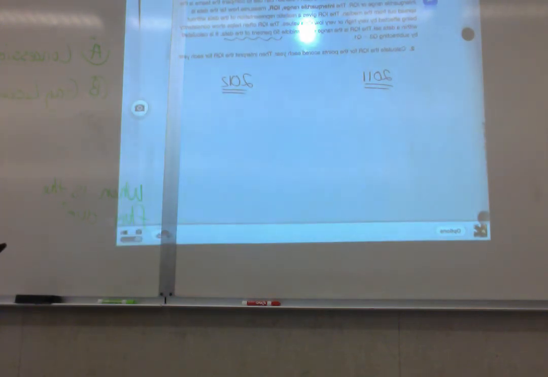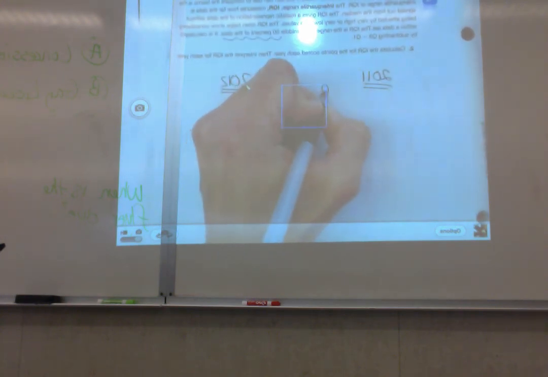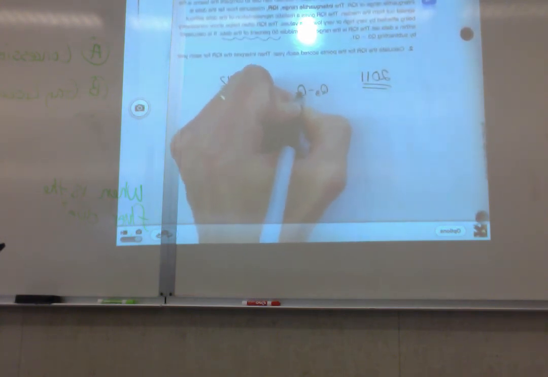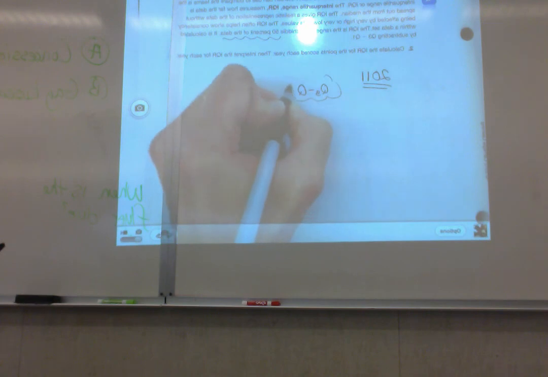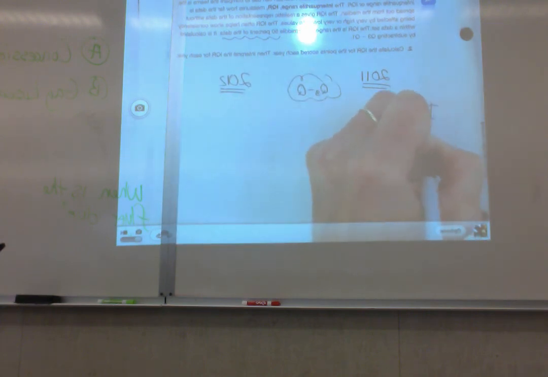So, front tables, you're 2011. Back tables, you guys are 2012. You're subtracting Q1 from Q3. Subtracting Q1 from Q3. So Q3 minus Q1, that's the math that we're doing now for this IQR.